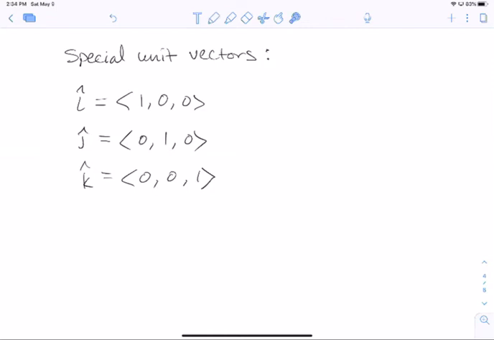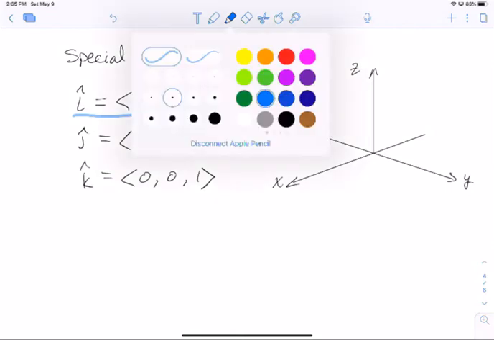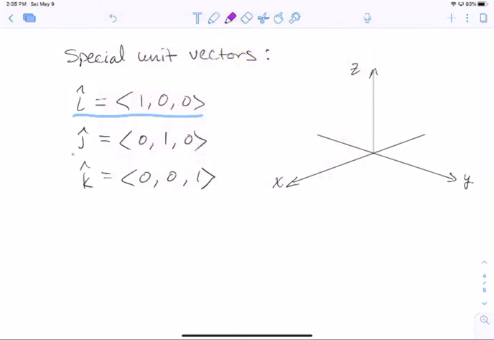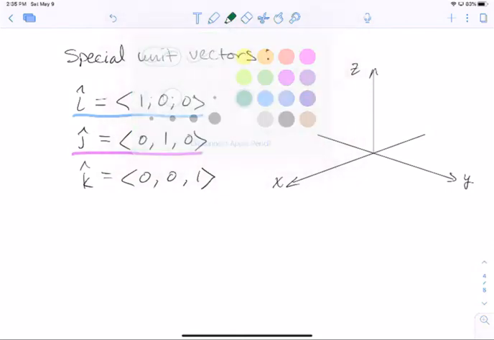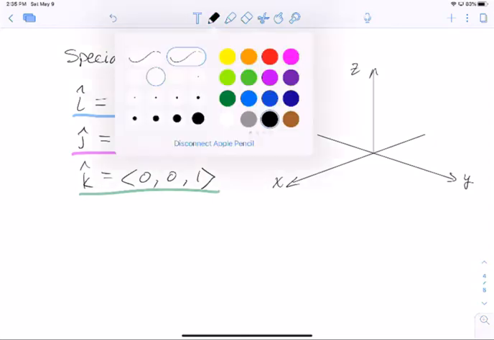Notice that i, j, and k have hats, but they're special hats. They look like the caret from your keyboard, and we use that to denote that these are actually unit vectors. And I'm going to identify them in the x, y, z coordinate system, and I'm going to use some colors here. In blue, we're going to look at the vector i.